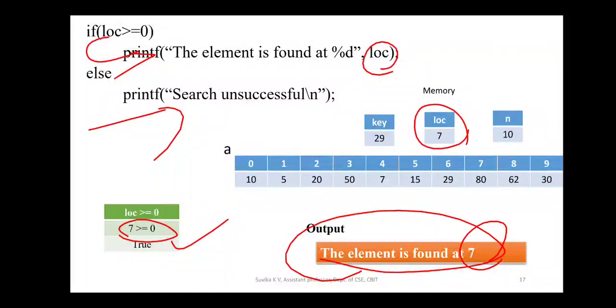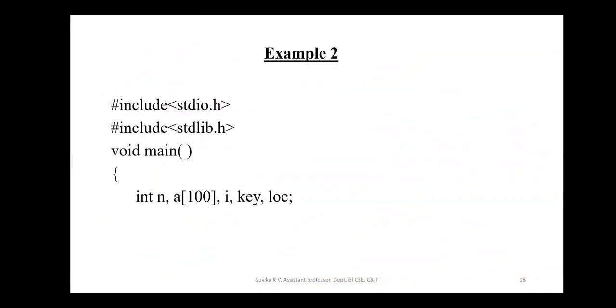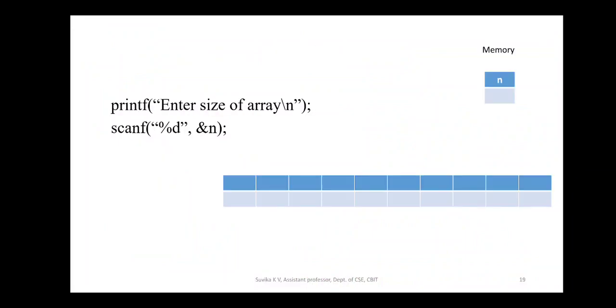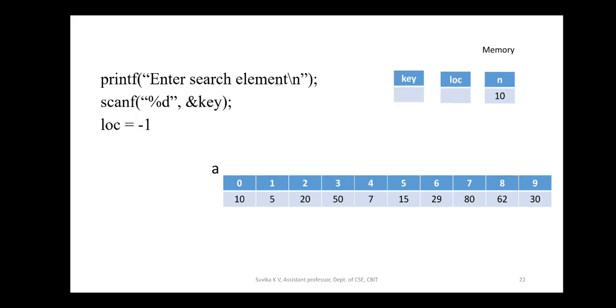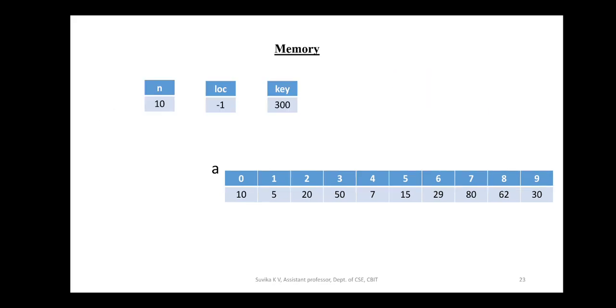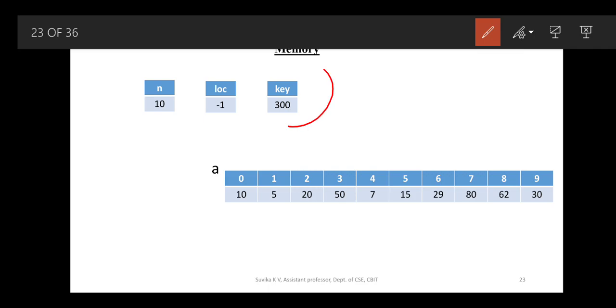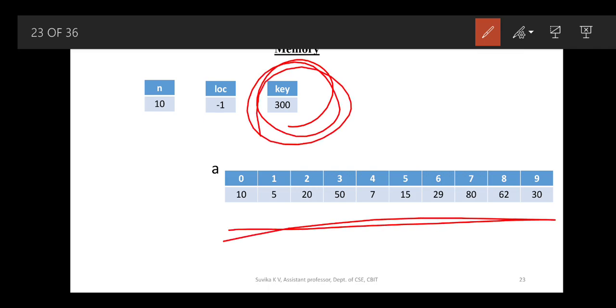Consider you don't have the element. So what to do at that time? We'll go with the second example. So here the same thing again, n, a of 100, i, key, location. I am taking the n size, entering it as 10, you can see here, and the same elements I will enter again. But here the only change is the search element, which I have taken as 300. You can see here the key is 300, which is not present here.